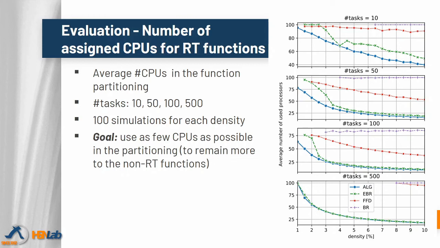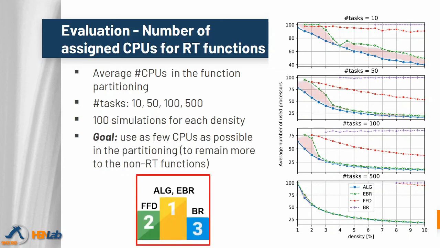And please recall, it is a minimization problem. We want to use the smallest number of CPUs to run the real-time functions. Here, the colors mean the examined algorithms. The y-axis is the average number of processors used in the results, while the x-axis shows the density of the utilization matrix used in the simulation.